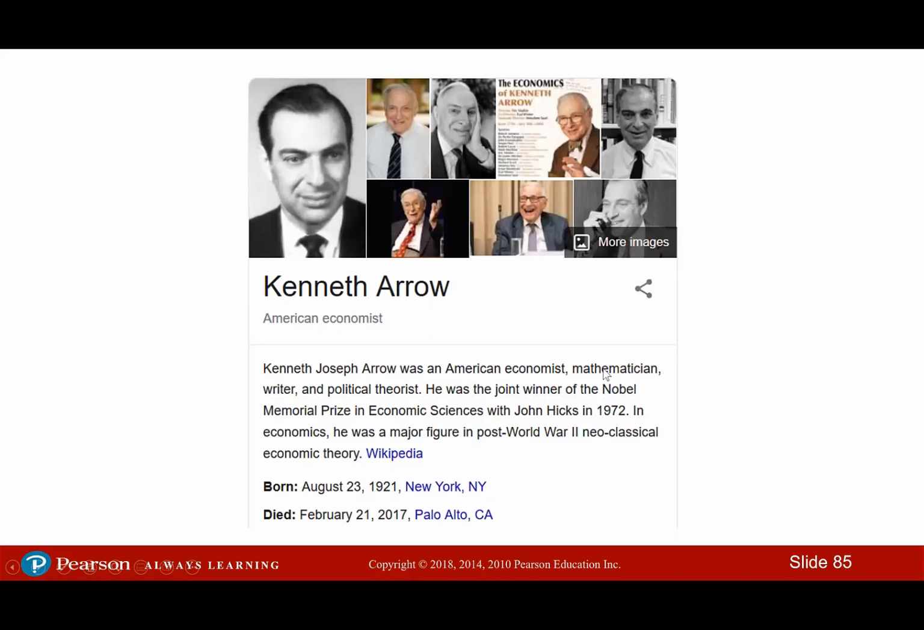And so you could tell that he's going to be a mathematician, right? He's going to be a political theorist as well, right? An economist, and also a writer. So, no voting system is fair.